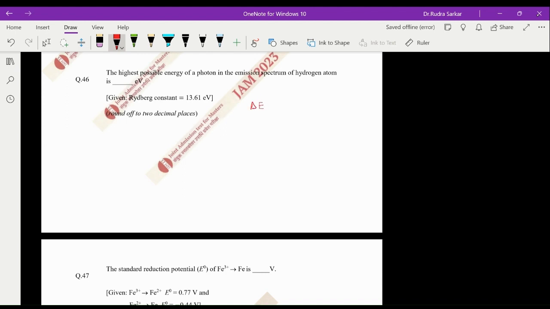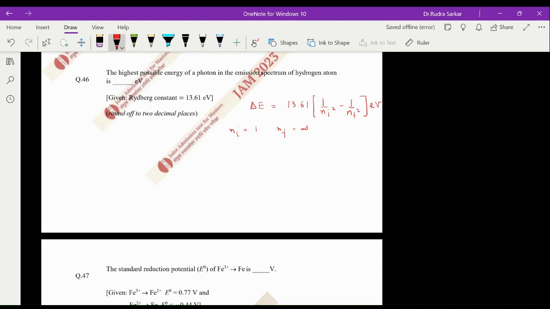E naught, 13.61, times 1 by Ni square minus 1 by Nf square, times Z square. Now, Z for a hydrogen atom is equal to 1, so we will not consider Z square over here. The unit is eV. Now over here Ni equal to 1 and Nf is equal to infinity.